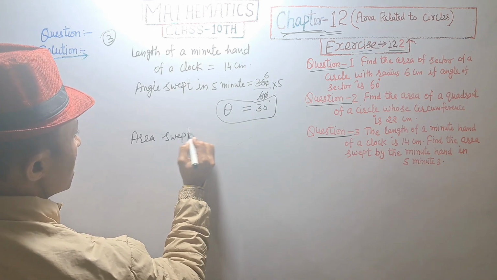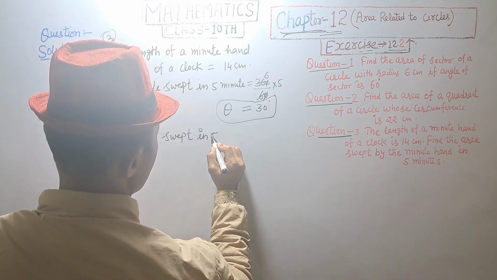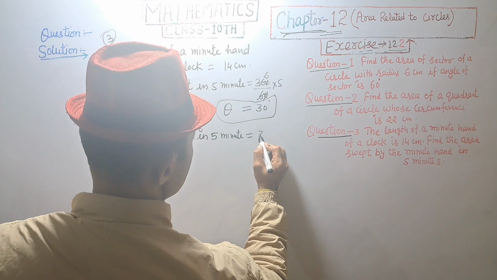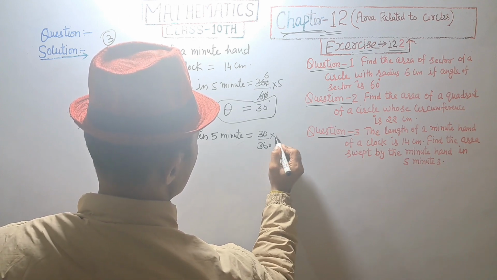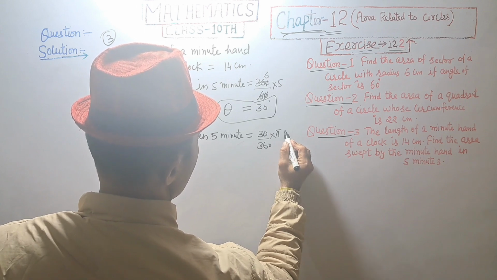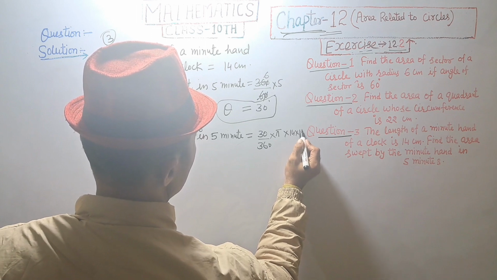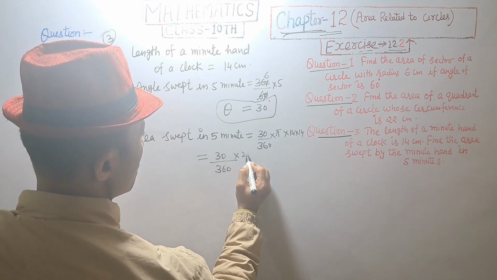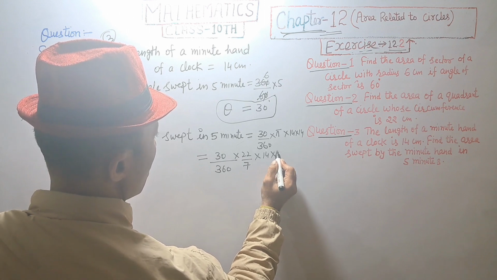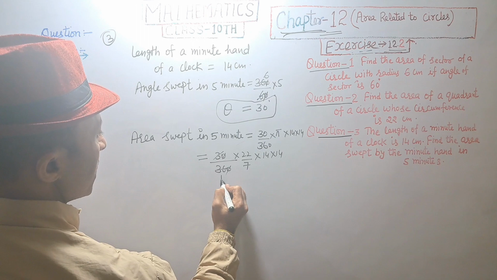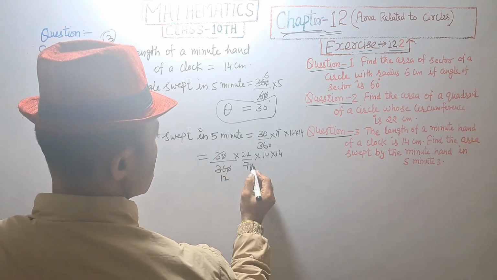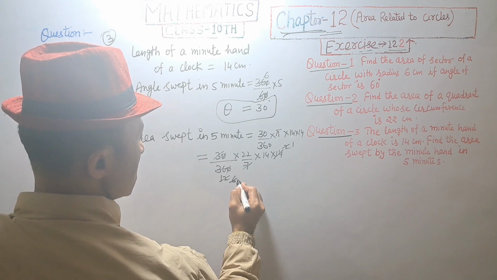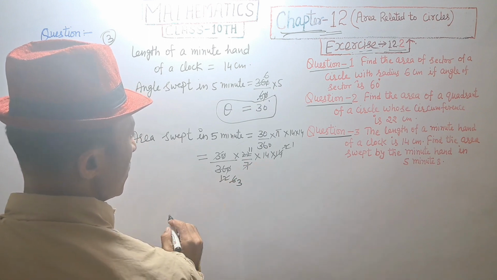Area swept in 5 minutes is equal to theta upon 360 into pi r square into 14 into 14, that is equal to 30 upon 360 into 22 upon 7 multiply by 14 into 14. 0 0 is cancelled, and 12 3s are 36, 7 2s are 14, 2 1s are 2, 2 6 are 12, 2 3s are 6, and 11 2s are 22.